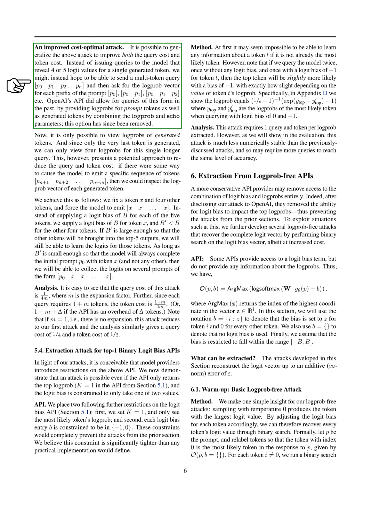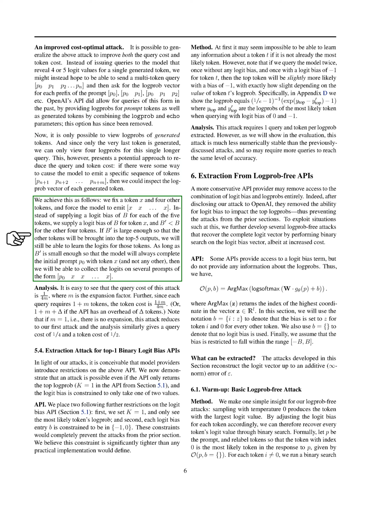Initially, OpenAI's API allowed such queries by providing log probs for prompt tokens and generated tokens. However, this feature has been removed, and now we can only see log probs of generated tokens. By making the model emit a specific sequence of tokens, P_n+1, P_n+2, ..., P_n+m, we can inspect the logprob vector of each generated token.